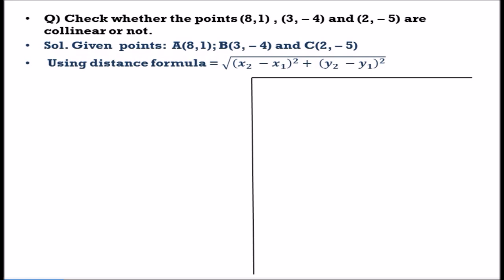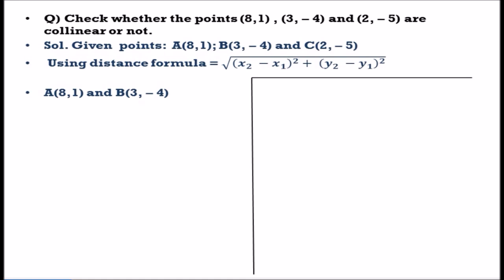Since we are going to find 3 distances, let's write the formula once at the very beginning, then we will not be writing it again and again. So the distance formula is the square root of (x2 minus x1) whole square plus (y2 minus y1) whole square. The first distance that we are going to calculate is between A and B. A is (8, 1) and B is (3, -4). So B we are taking as the second point and A we are taking as the first point.